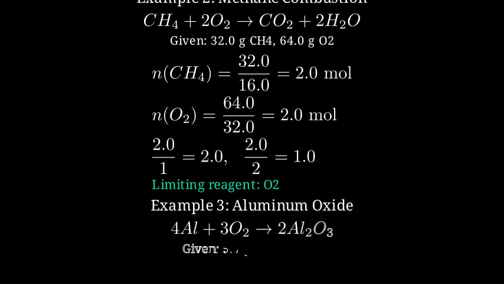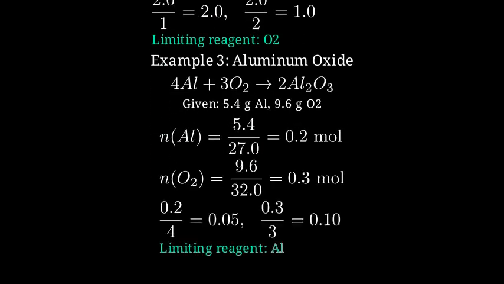Example 3. Formation of aluminum oxide. The equation is 4 aluminum plus 3 oxygen makes 2 aluminum oxide. Given 5.4 grams of aluminum and 9.6 grams of oxygen. Convert to moles. Aluminum. 5.4 over 27 is 0.2 moles. Oxygen. 9.6 over 32 is 0.3 moles.